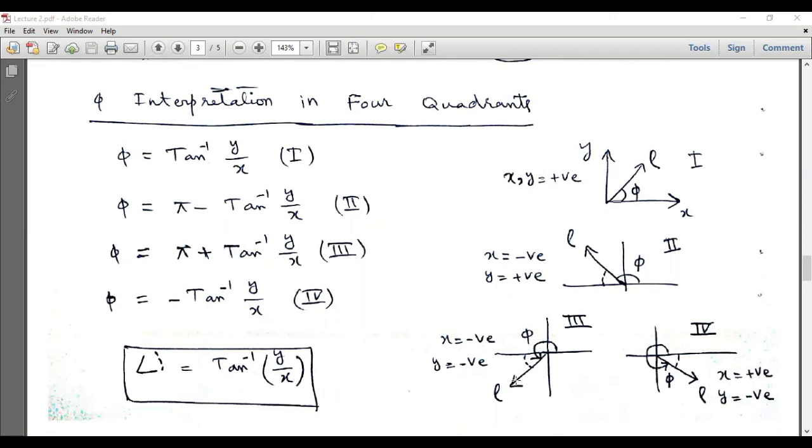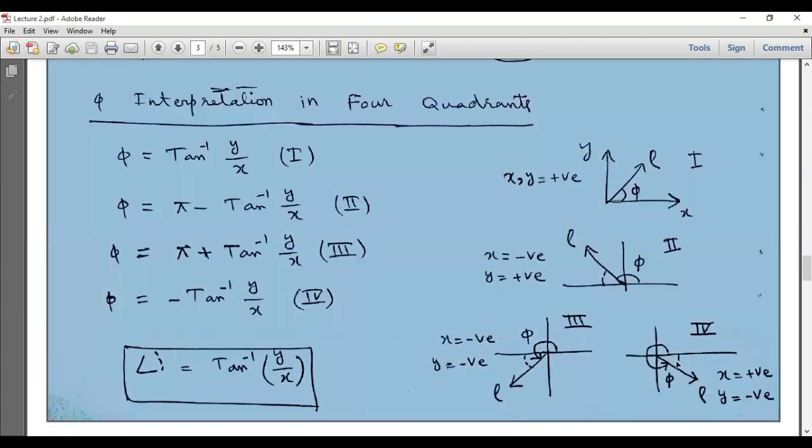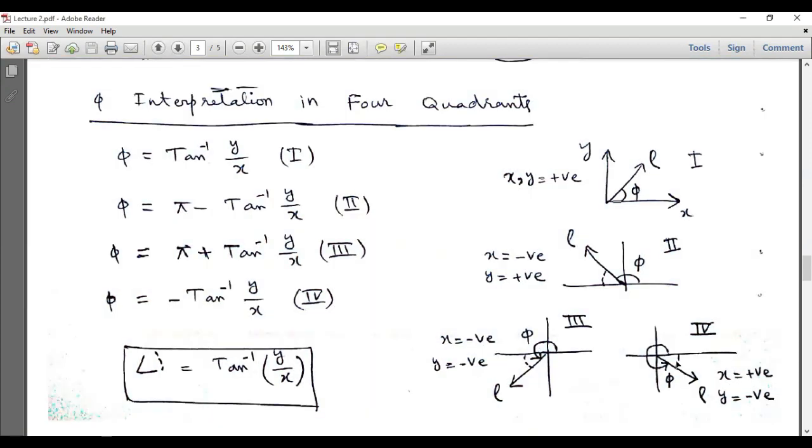If our point is lying in the third quadrant, first we will calculate tangent inverse y over x, and that will be this angle, and we will add pi in this case. So this is the interpretation in the third quadrant. In the fourth quadrant, this angle is phi, and tangent inverse y over x will give us this angle, and after subtracting this angle from 2 pi, we will get this angle phi.